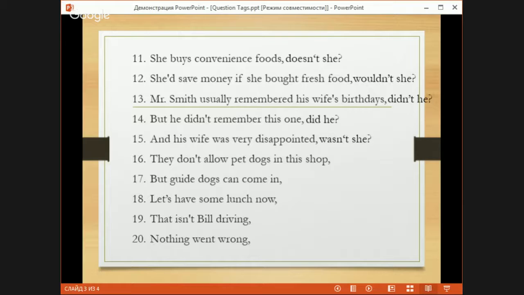They don't allow pet dogs in this shop. We have here the auxiliary verb do, so we say do they. But guide dogs can come in. Can is a modal verb. It doesn't need any helping verbs. It can be used by itself. So can't they? Let's have some lunch now. You remember let's is an exception, so the answer is always the same. Shall we? That isn't Bill driving. Negative sentence, is that? Nothing went wrong. Negative sentence, did it?